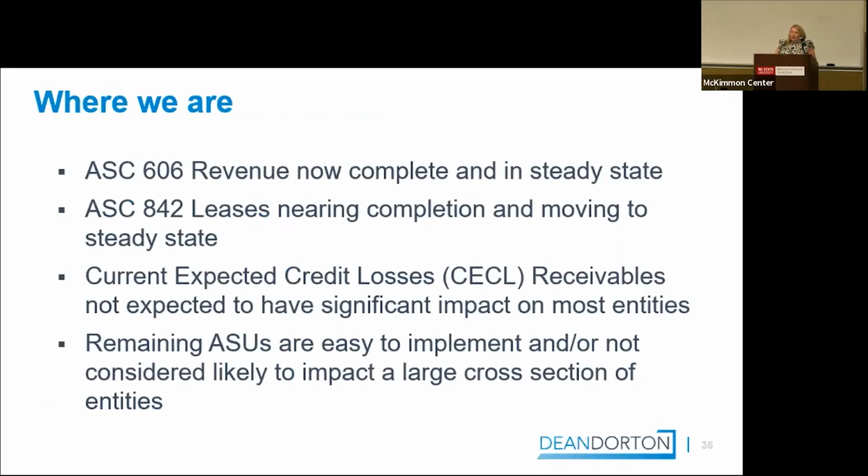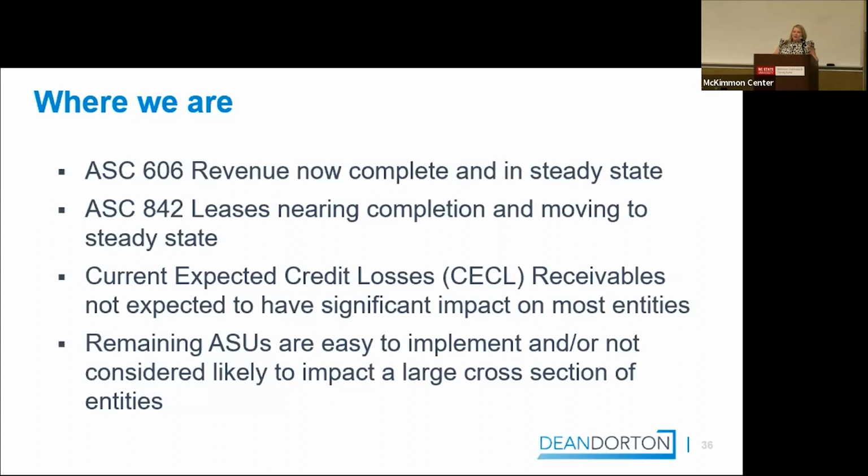All right, so where are we? ASC 606 revenue should be done and in the bag. It's in steady state, so you're just analyzing it year over year to see if there's anything you need to change. Great. Leases. I'm tired of talking about leases. I give this presentation almost every year. I also do it at our fall accounting and ethics update. Been talking about leases a long time. You guys are our last group to get leases in. And so we'll call it nearing completion and moving to steady state, which will be nice.